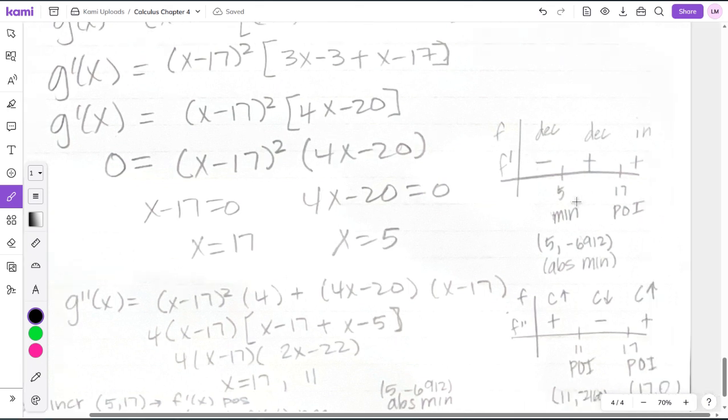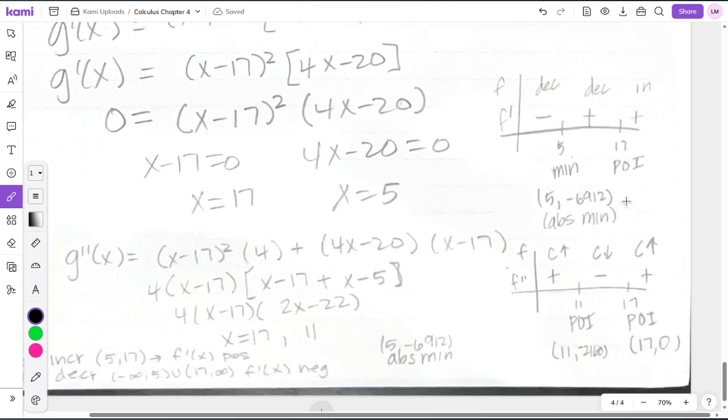I made my chart. I plugged in test points, -4, 6, and 20. You pick your own numbers. Then I got negative, positive, positive. So I know 5 is a minimum. I plugged 5 back into the original, and I got this value. That also helped me when I graphed it on Desmos to reset my range so that I could actually see everything. I didn't have to scroll. Point of inflection, I'm assuming right now this is a point of inflection because I didn't have it change from increasing to decreasing.